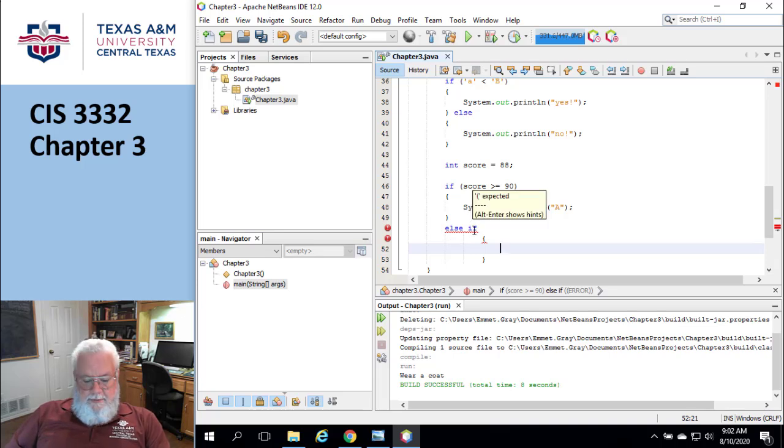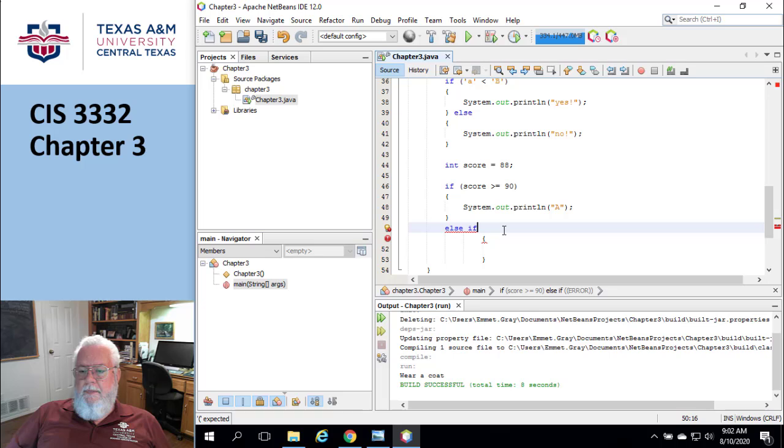And that way, what was supposed to have happened was it would have lined up for me. Oh, sorry, I guess I have to keep typing before it does that. Score less than or equal to 80. Okay. And so now the indentation level does not increase. It just makes it a little easier to see.